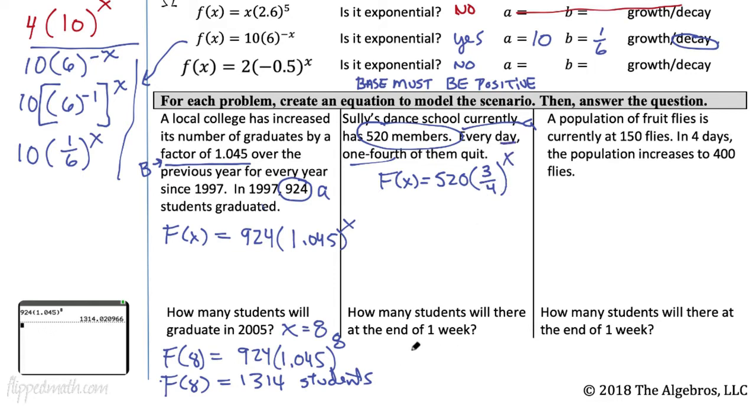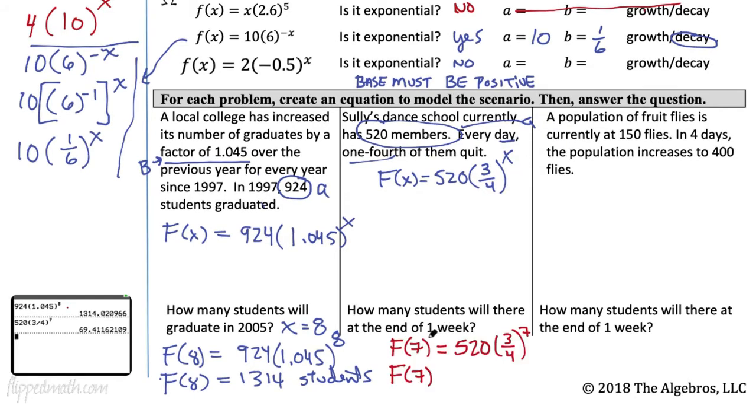We want to find f of 7. f of 7 is going to equal our initial value, 520, times 3/4 to the 7th power. That's going to be our exponential function. As we work that out, make sure that you use parentheses in your calculator. All of that will equal 69.4 students. So we'll just leave it at 69 students. We're going to round that.